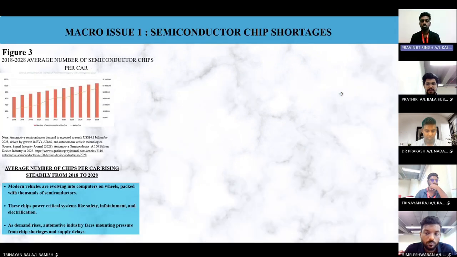Next slide. Macro issue number 1, semiconductor chip shortages. In the automotive industry, modern vehicles depend on semiconductor chips for engine controls, safety systems, infotainment, and sensors. First, I will explain the 2018 to 2028 average number of semiconductor chips per car. On your left, figure 3 shows the average number of chips used in a vehicle has increased steadily from 2018 and is projected to rise until 2028. This means cars are becoming more advanced and require thousands of semiconductor chips.